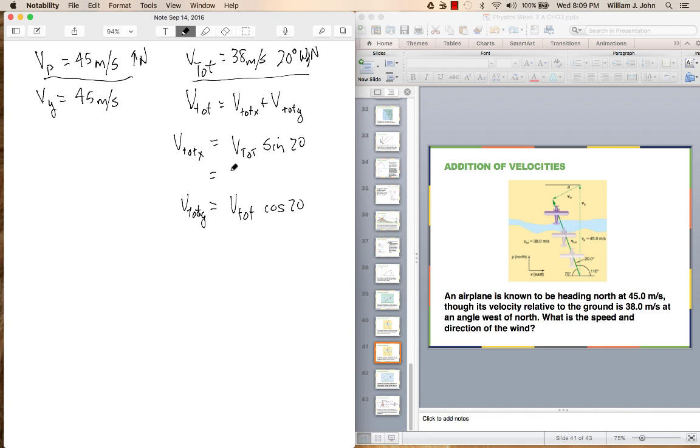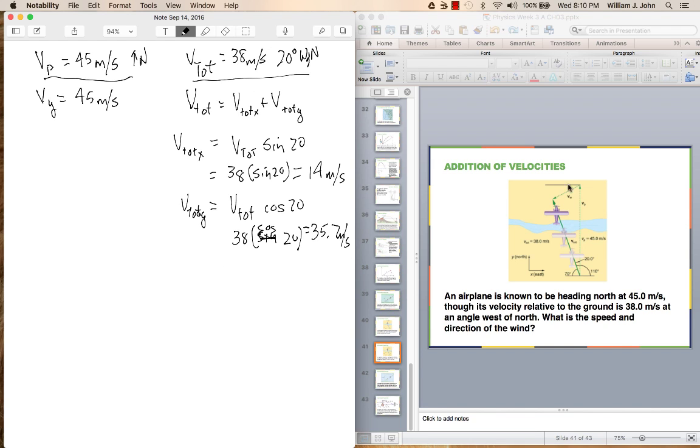So this is going to equal 38 times the sine of 20, and this is going to be 38 times the cosine of 20. So let's do the calculation. 38 times the sine of 20 is 14 meters per second, and 38 times the cosine of 20 is 35.7 meters per second.